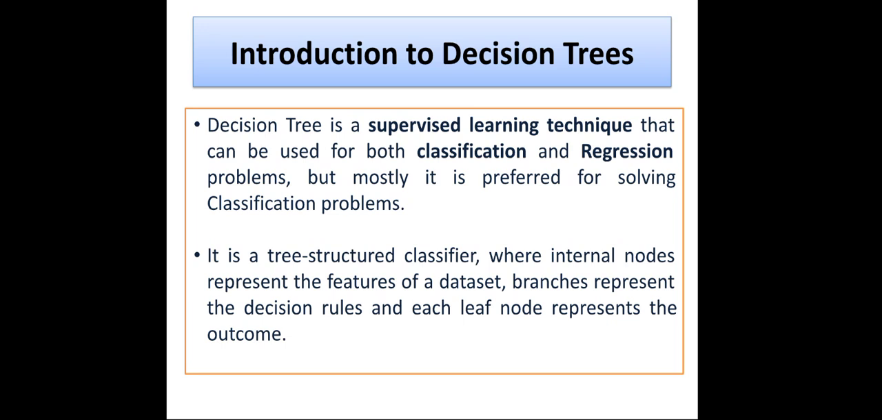So what happens by using this decision tree? By using this decision tree, we are going to classify the models, we are going to classify the problem, and we are going to get the classification outputs. At the same time, we are going to use this decision tree in regression problems also. By using this decision tree, we will get the regression outputs. What is the difference between classification and regression?